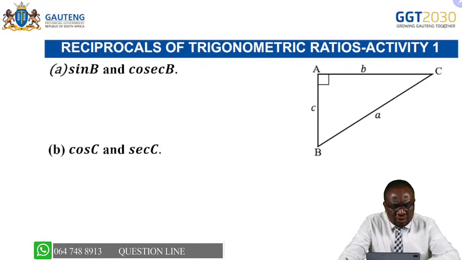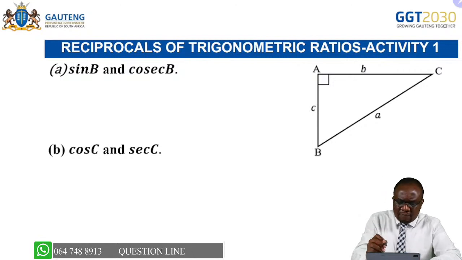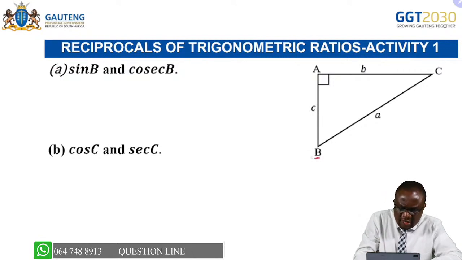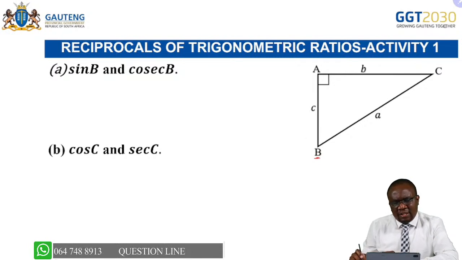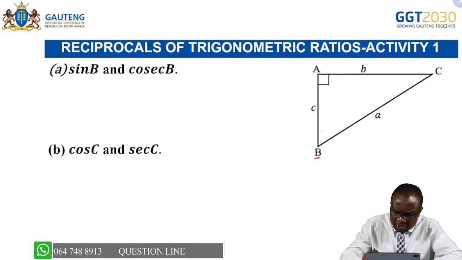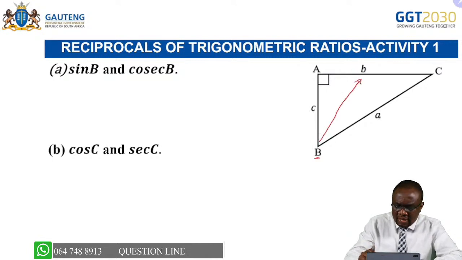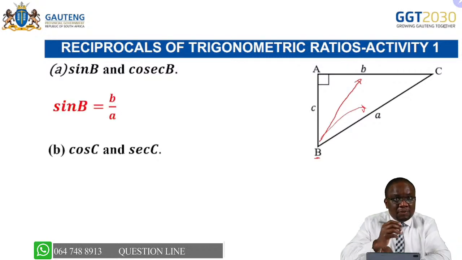Sine B and cosec B. We have to check the angle we're talking about here. This is the angle B, and then sine B. Remember SOHCAHTOA? You can write it by the side. Sine is opposite side over hypotenuse. Which side is opposite B? It's there. That's the side opposite B. And the side opposite the 90-degree angle is our A here. So it's going to be opposite side, which is B, over A. Sine B is B over A.